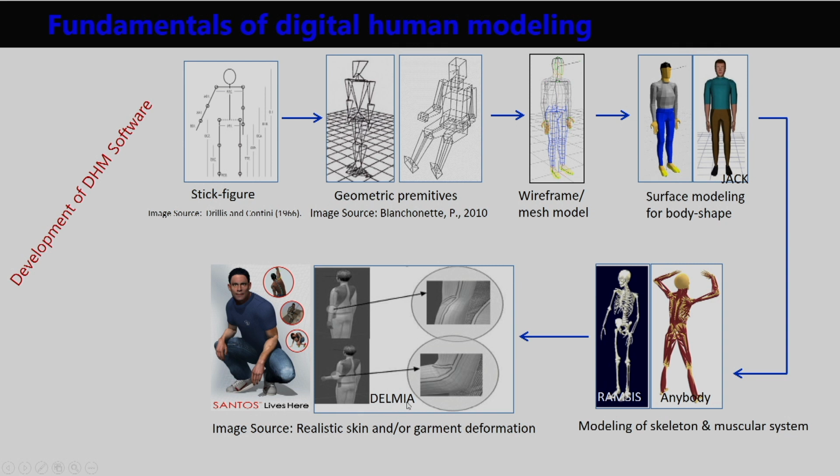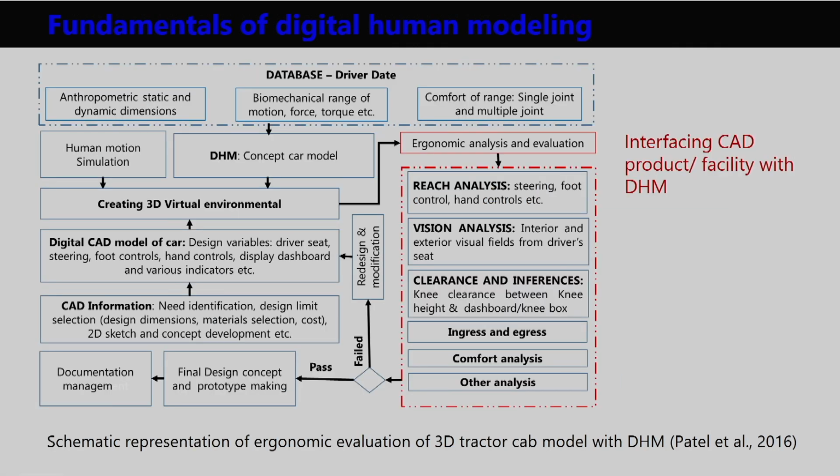or from Delmia software. After discussing the evolution of digital human models, now we should know how these digital human modeling softwares are being used for various types of product and workstation evaluation, particularly for automotive design or automotive workstations. First, let us look at how a digital human model is being generated. We are concentrating on this portion 1, that is the concept of DHM concept car model. If we want to develop a digital human model for a concept car model, then what is required? We require a database of the drivers.